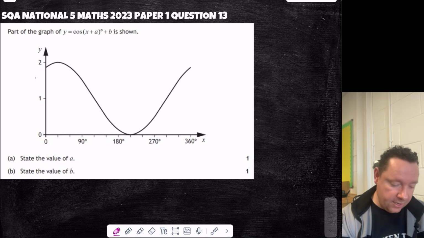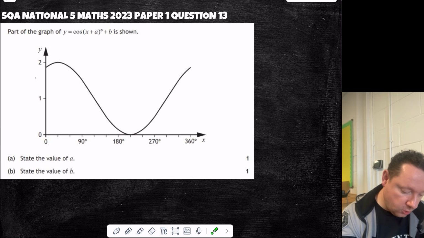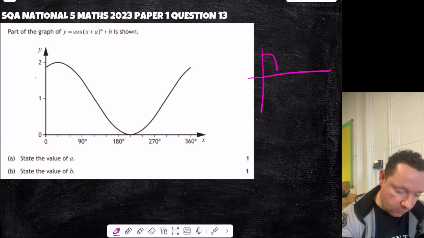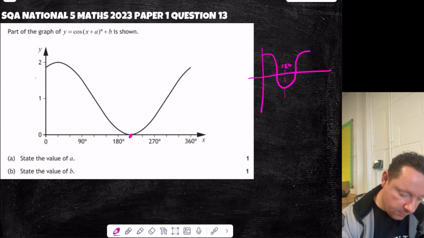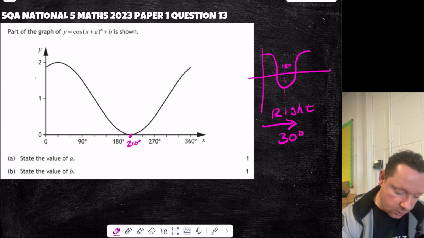SQA National 5 Maths 2023, paper 1, question 13. Part of the graph of cos (x plus A) degrees plus B is shown. State the value of A. So it's a cos graph that's shifted. So if I draw my normal cos graph, taking a point, let's take the minimum value. Our normal minimum value is happening at 180. But this one's shifted a bit. How much? Well, let's just count these. 1, 2, 3 divisions, that's 30 degrees. So I now know that that is 210 degrees. So it's shifted to the right by 30 degrees, which means that A is equal to minus 30.